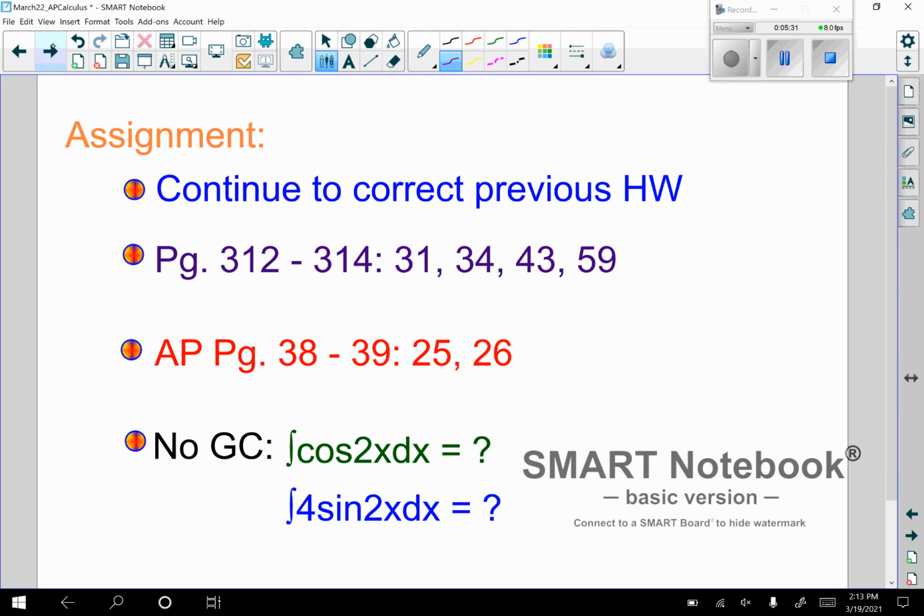All right, so we're just getting some more practice from section 6.1. Try these 4 problems. Also try AP pages 38 and 39, 25 and 26. And then without using a calculator, I want you to find the integral of cosine of 2x dx, so that 2x in parentheses there, same thing here, and then the integral of 4 sine of 2x dx. So remember I told you to look over trig identity, so maybe some of those can help.